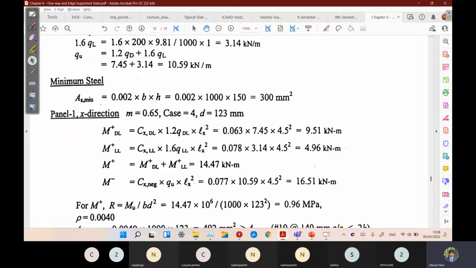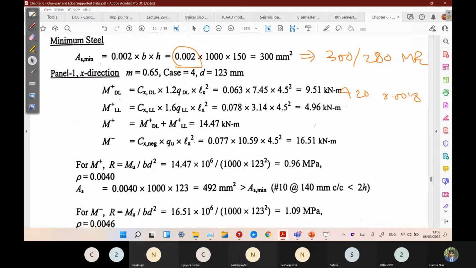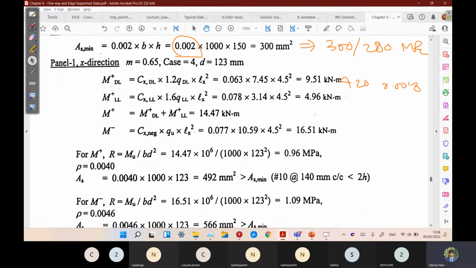Yes, the minimum is 0.22 BH. This is for grade 300 or 280 megapascal. If it was 420, we use 0.0018. This option would be changed to 0.0018 if the steel was 420 megapascal. So afterwards, we have to design this.